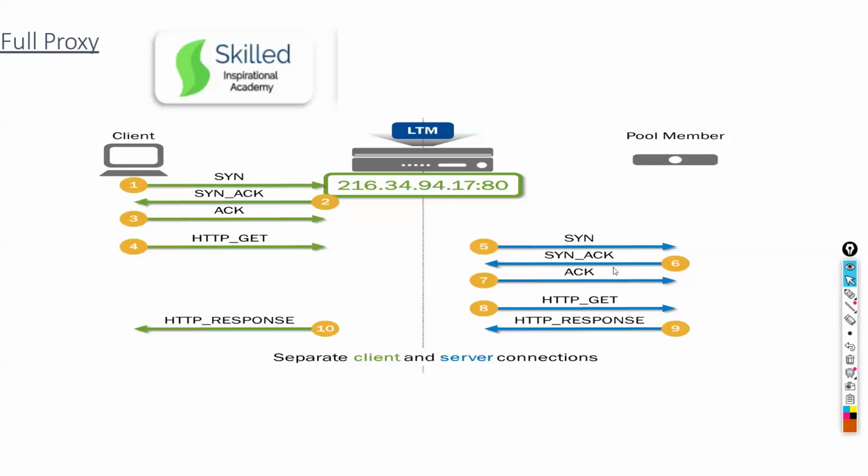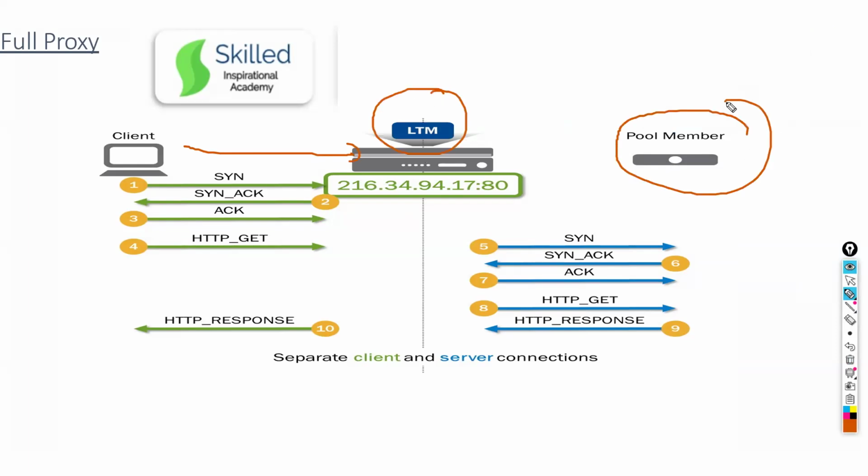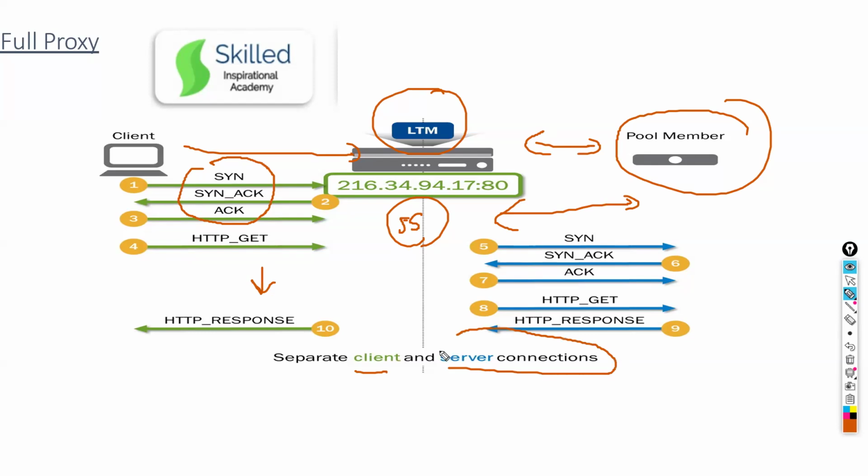Now, when I talk about full proxy architecture, you can see this. When the client is placed, when the load balancer is placed, when a pool member is placed, you will have a three-way handshake between the client and F5. Then you have a separate three-way handshake between F5 and the server. That is what I was telling you about. A separate client connection, if you see in green color, and a separate server connection. And then you have HTTP traffic. First the three-way handshake, then the HTTP GET request, then it will be sent from F5 to the server, then the response.